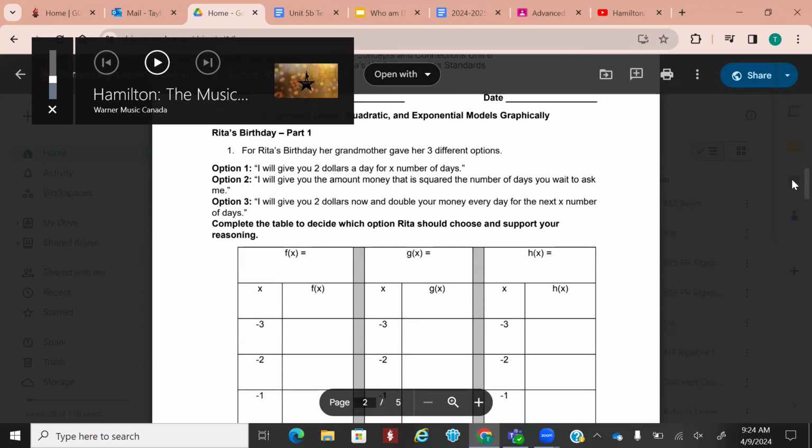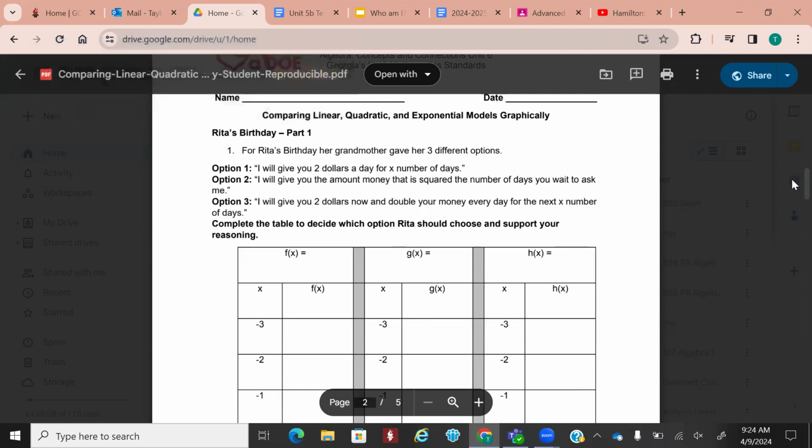All right. So for Rita's birthday, her grandma's given her 3 different options. Option 1: I'll give you $2 a day for X number of days. Option 2: I'll give you the amount of money that is squared the number of days that you wait to ask me. Number 3: I'll give you $2 now and double your money every day for the next X number of days. And we're going to complete the table with that information.